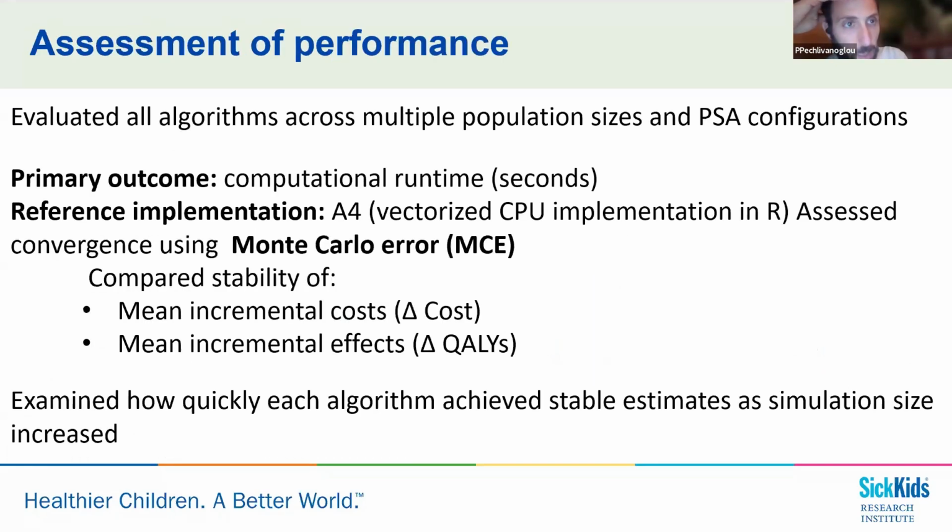Simple 3-state model. And we evaluated all algorithms across multiple population sizes and PSAs, as I mentioned. We looked at computational runtime in seconds as the primary outcome. And we wanted to compare against the vectorized CPU implementation, which is the one proposed in this 2018 paper as the fast implementation. We assessed convergence using a Monte Carlo error, and we compared stability on incremental cost and effect.